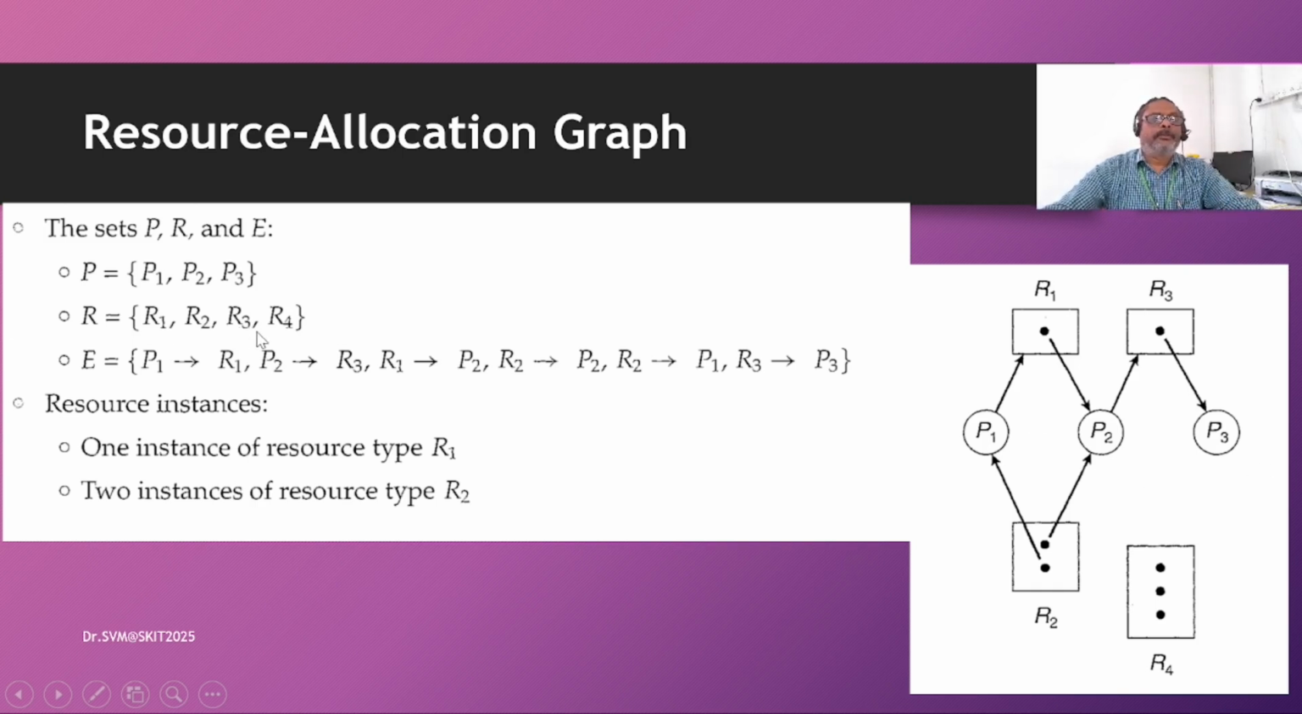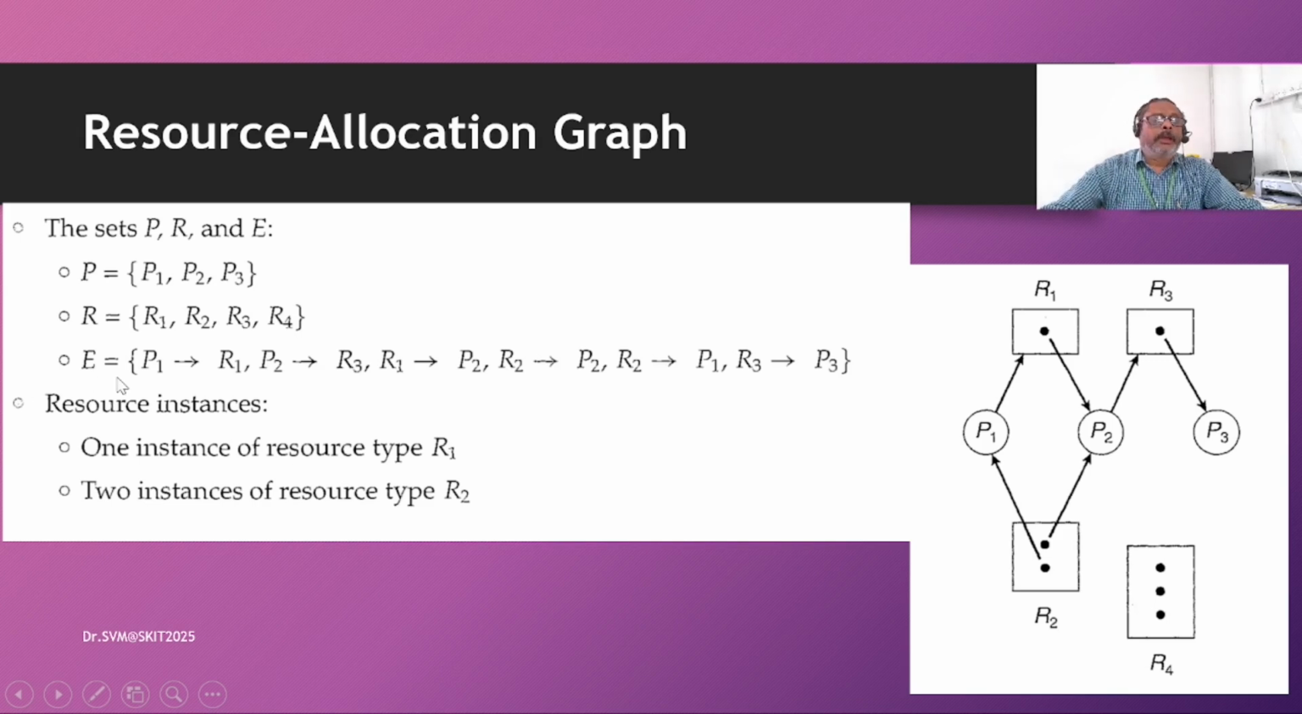Then they say that there are 4 resources, R1, R2, R3 and R4. Then it is said that one instance of R1 is there, 2 instances of R2 are there. That's what is mentioned here. Other than that, we can see that 1 instance of R3 is there and 3 instances of R4 are there. Anyway, R4 is not in use currently, so no issue.